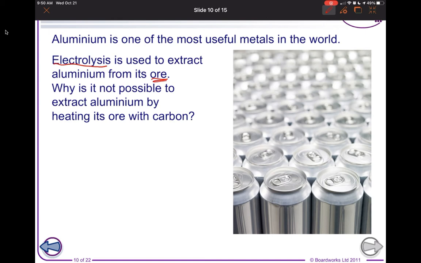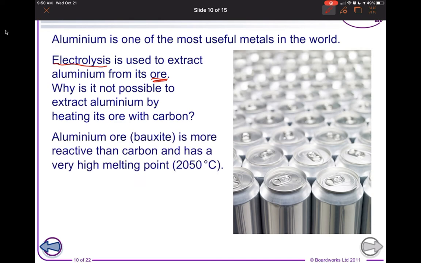So we want to know, why is it not possible to extract aluminum by heating its ore with carbon? Well, aluminum ore, bauxite, is more reactive than carbon. And when an element is less reactive than carbon on the reactivity series, that is when we can use carbon to help. Otherwise, we can't use carbon to separate it.